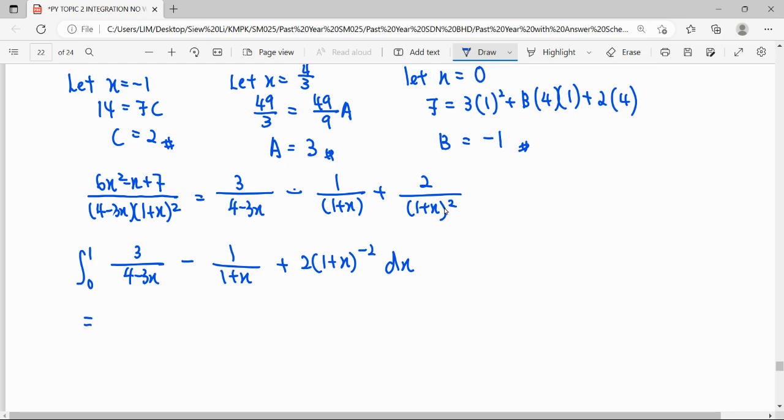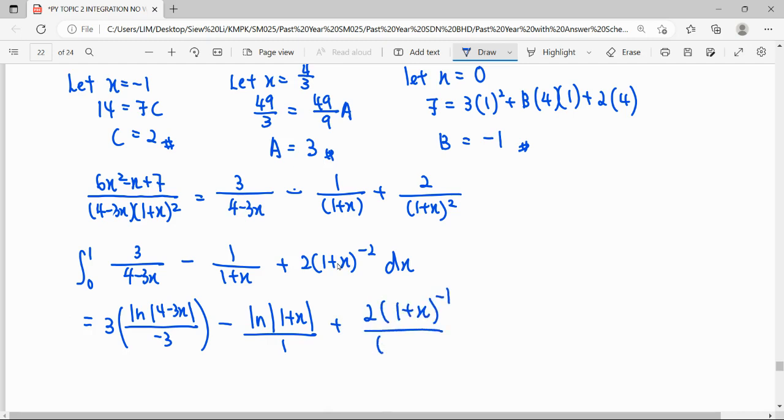Then we're going to start integration. For these terms, 3 can be factorized out. We integrate 1 over 4 minus 3x, so it will give us ln 4 minus 3x over the coefficient here, -3. Then here, ln 1 plus x over the coefficient of x, which is 1. This is formula number 6, and this is formula number 3: a bracket of x, where power plus 1 over new power, the coefficient of x is 1. Finally, write our limits, upper limit 1, lower limit 0. Simplify our answer here.